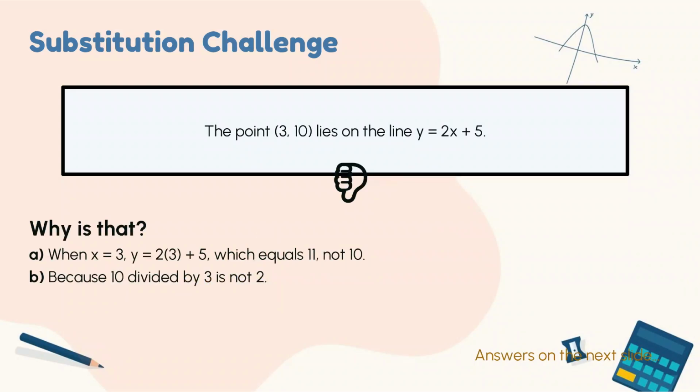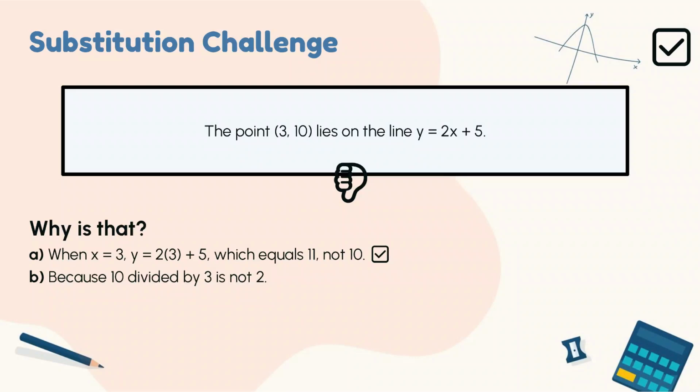The statement is false. When x equals 3, the equation gives y equals 2 times 3 plus 5. 2 times 3 is 6. 6 plus 5 is 11. So when x is 3, y should be 11, not 10. That means the point (3, 10) does not lie on the line y equals 2x plus 5.